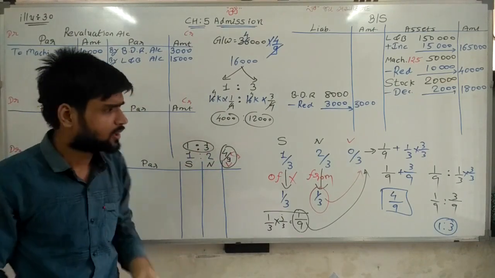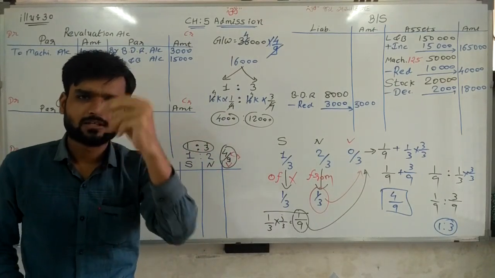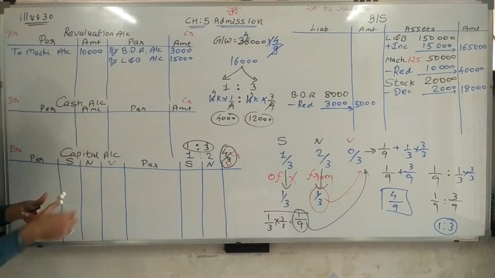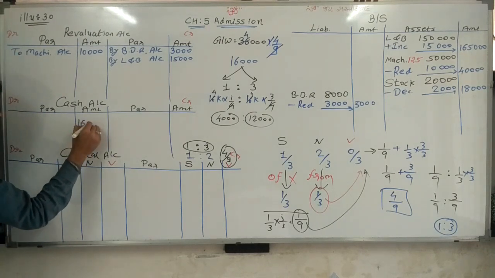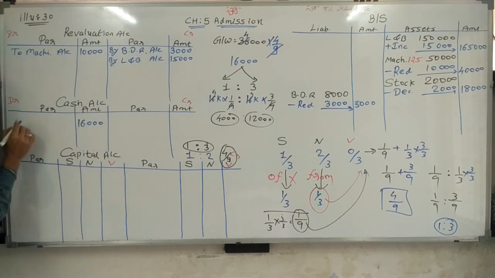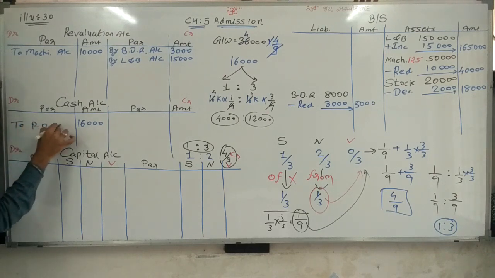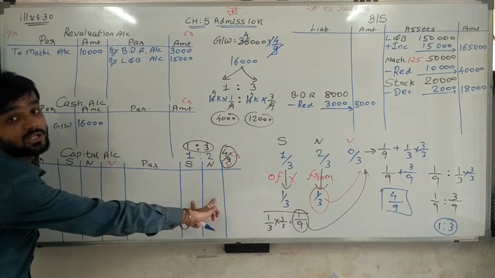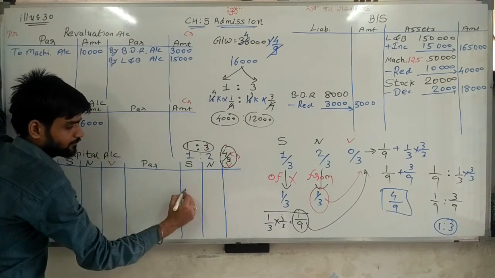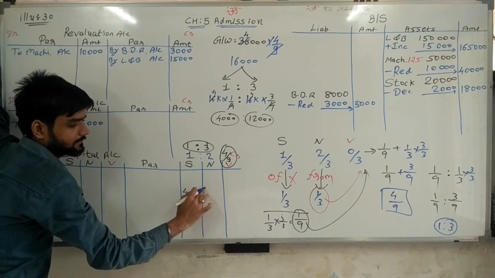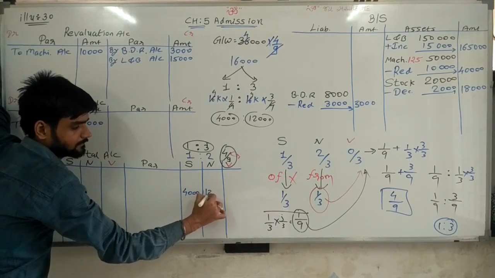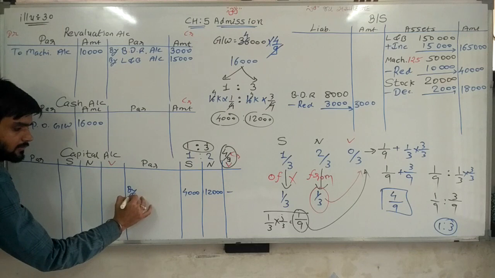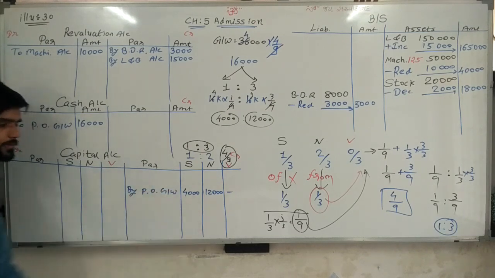Now, doing it easily, I am not writing the journal entry. Directly cash comes in, 16,000. In the cash account, debit side, write down 16,000. And against it, write by premium of goodwill account. This 16,000 is distributed in the sacrifice ratio, 4 and 12. That's it. Again, writing premium of goodwill account.